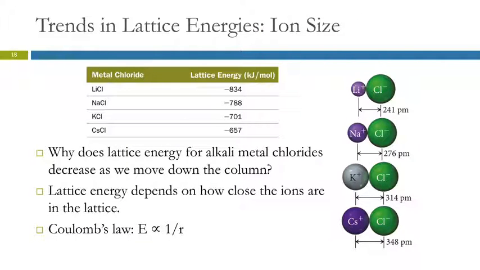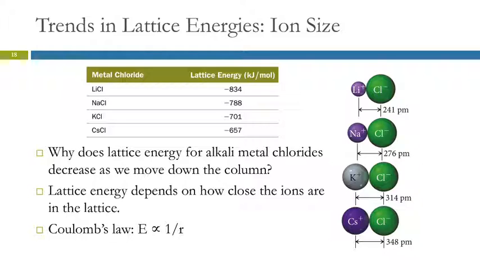There are trends in lattice energy. One of the trends has to do with ion size. Here's a table showing different metal chlorides. These are all alkali metals in group 1: lithium, sodium, potassium, cesium in a compound with chlorine. We see that as we go down that group on the periodic table, the lattice energy becomes less negative. It becomes less exothermic. That means the energy released when these ions come together is less.